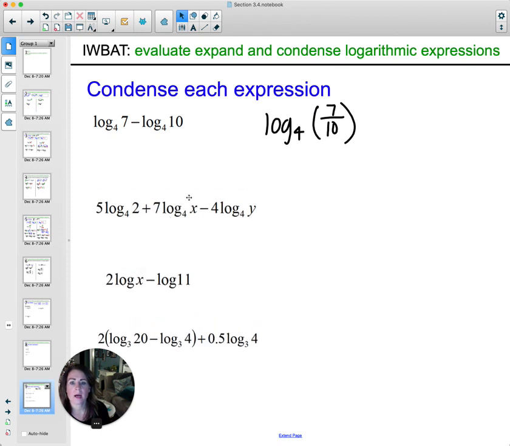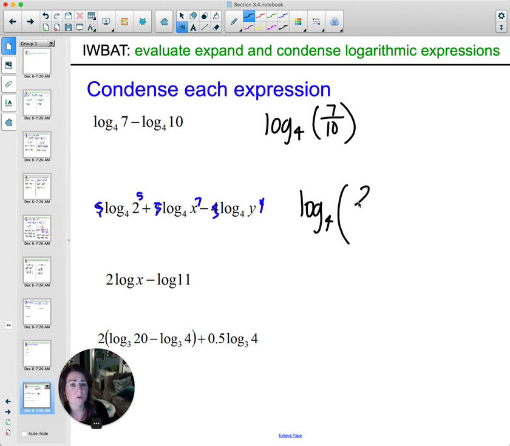Second one, a bunch of stuff going on here. We've got power rules, so bring that 5 up, bring that 7 up, bring that 4 up. Now with this one, how I would do this is log base 4, all of them are base 4s. Anything that's positive is going on top. So this first one is going on top. This one is going on top also because we're multiplying x to the 7th because it was an addition. And then this one is minus this, so that's going to go on bottom.